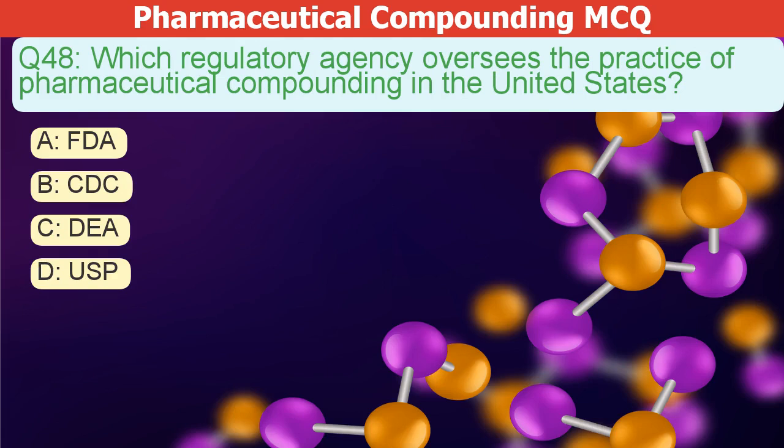Which regulatory agency oversees the practice of pharmaceutical compounding in the United States? A. FDA. B. CDC. C. EPA. D. USP.